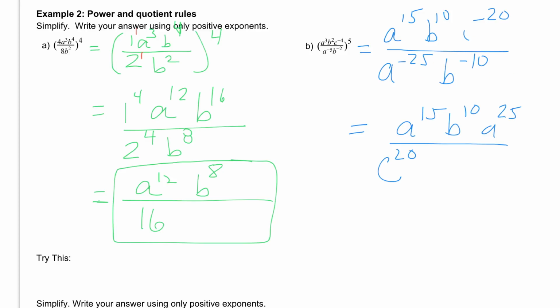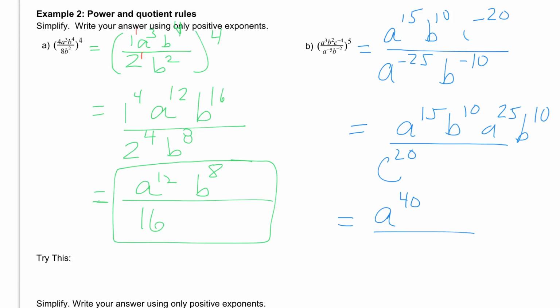And b to the negative 10, again, this is a negative exponent, so this whole thing gets moved up to the top, so b to the 10th is up here. Now we can look to simplify any bases that are the same. I have an a to the 15th and an a to the 25th. They are on the same level. So since they are on the same level, we are multiplying these two together, meaning we're adding those exponents. So we get a to the 40th.